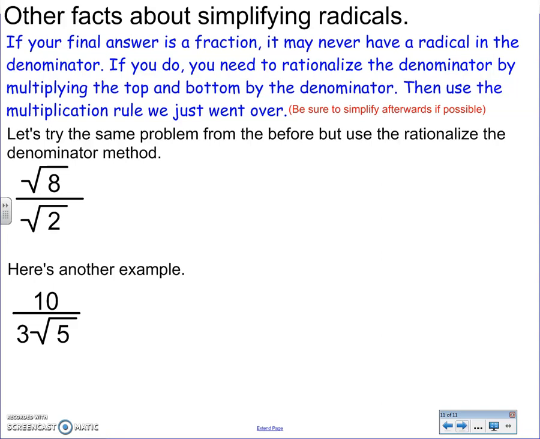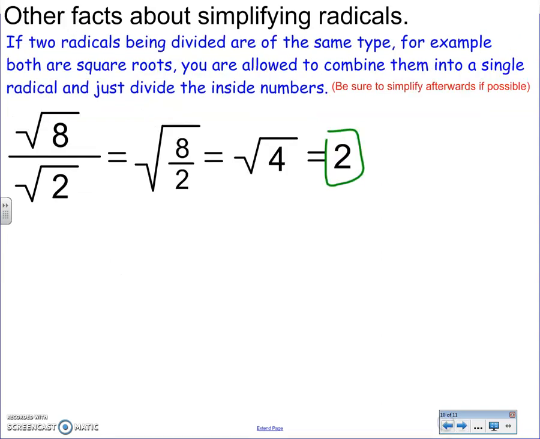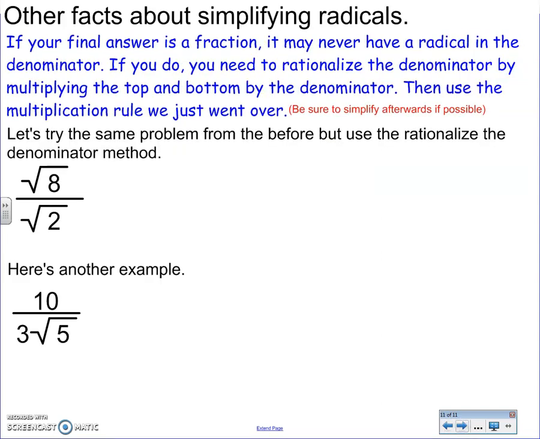So here's the exact same problem from the last slide, square root of 8 over square root of 2, but I'm going to use the rationalize the denominator method. So we know the answer should be 2. Let's see. I can't have a square root on bottom, so I'm going to multiply both the top and bottom by root 2 over root 2. And that's allowed because it's multiplied by formula 1.